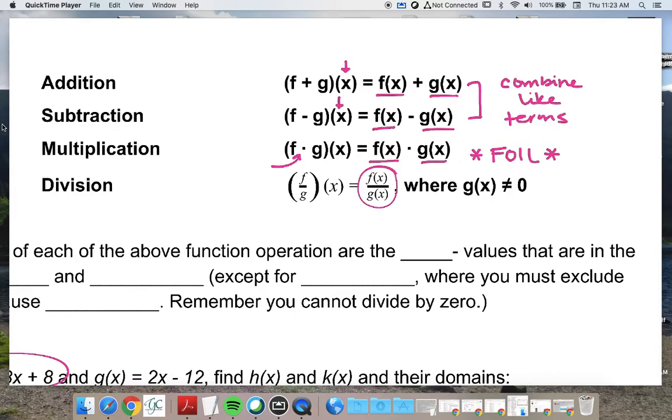So we are going to have to pay attention to any x values that make that denominator 0, because we're going to have to exclude them from our domain. We're going to have to note in some way that those x values cannot exist.